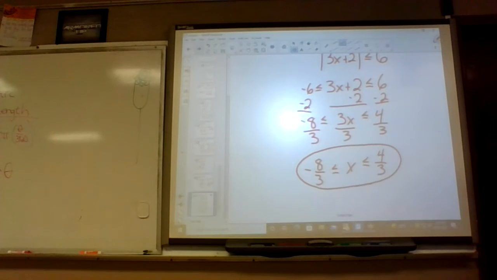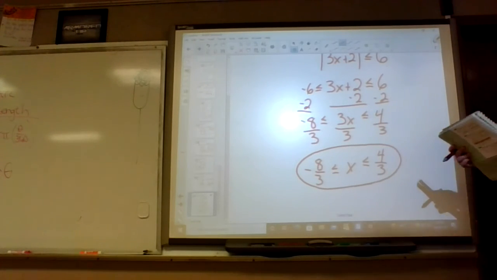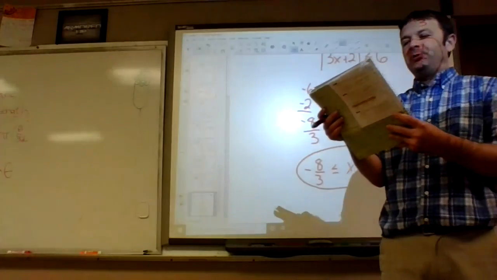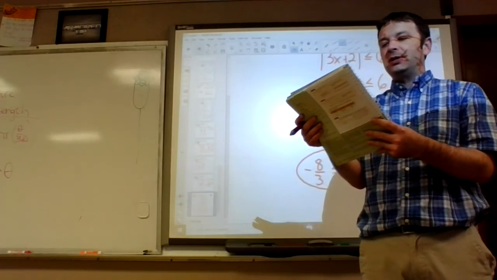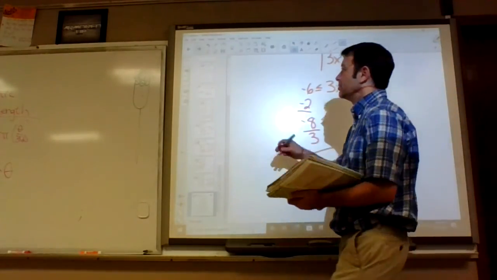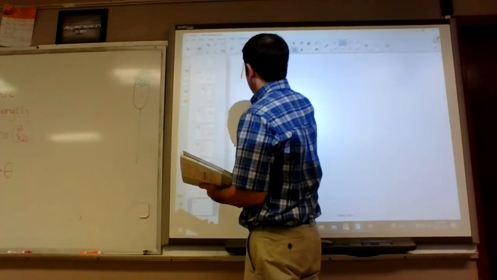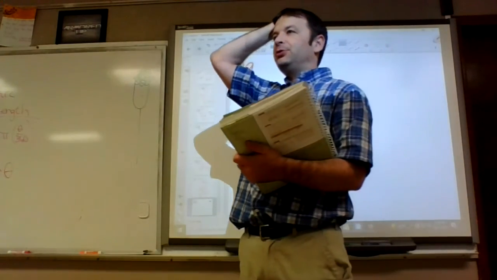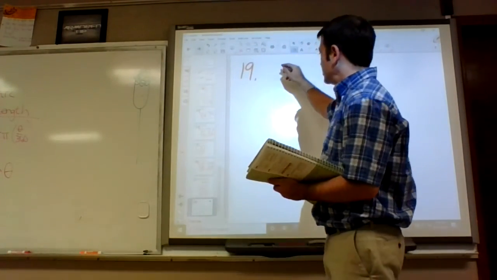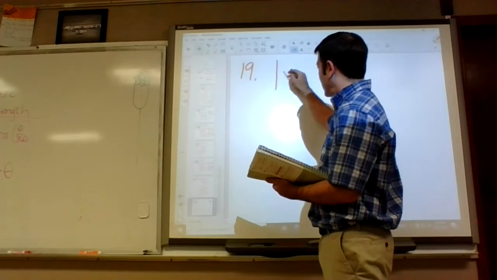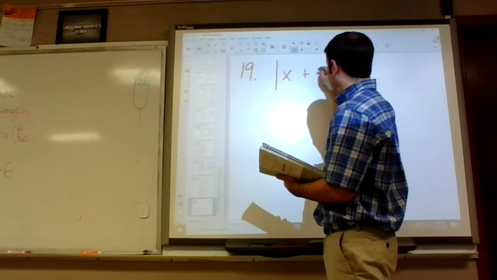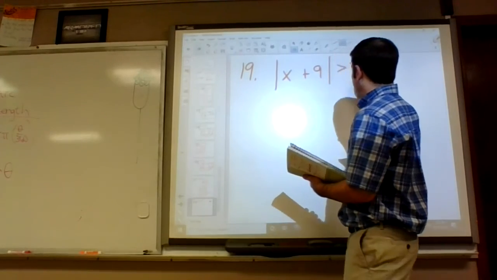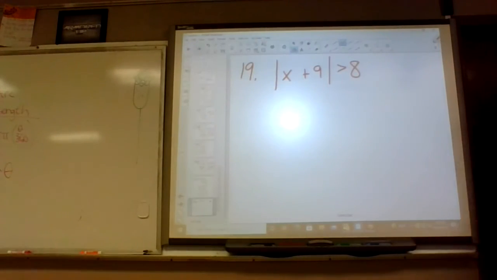Alright, on 19, we can simplify that before we write it down, right? What does 19 simplify to? Yeah, we can do 7x minus 6x and turn it into a 1x. So I'm just going to put absolute value of x plus 9 is greater than 8. That looks a lot simpler, right?